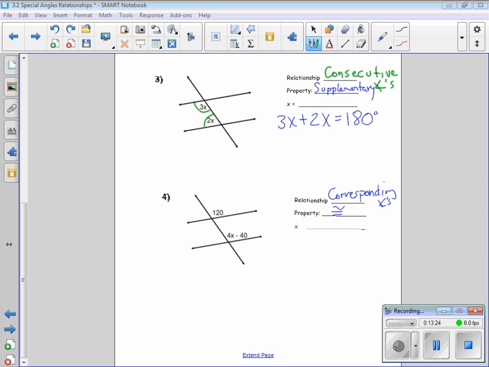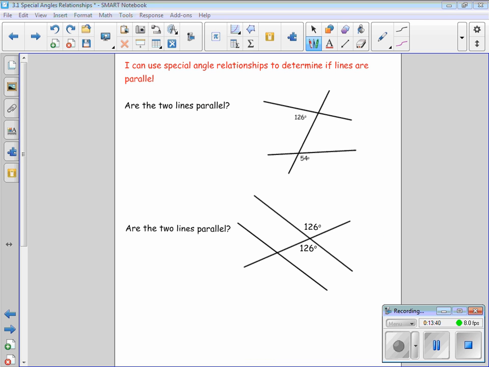Let's take a look at the last one. And so we have corresponding angles, and they're congruent. Okay? So since they're congruent, easy equation. Okay, and there you have it.